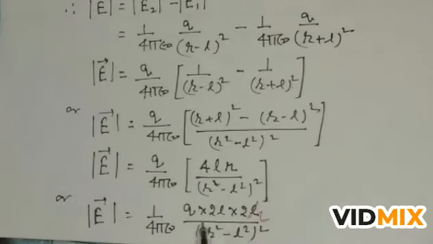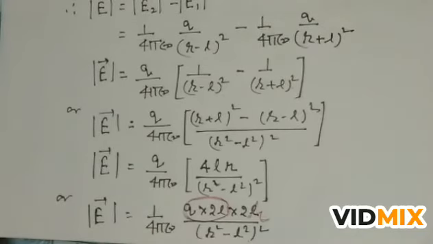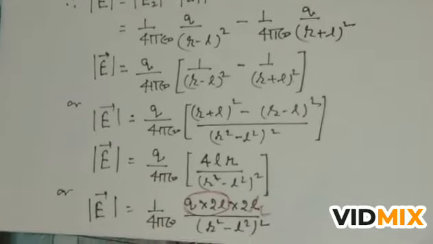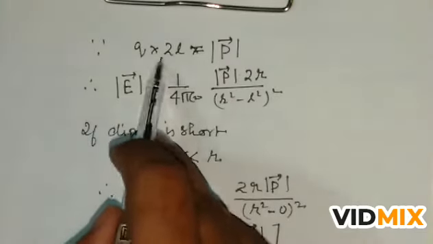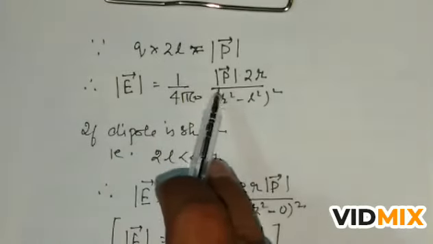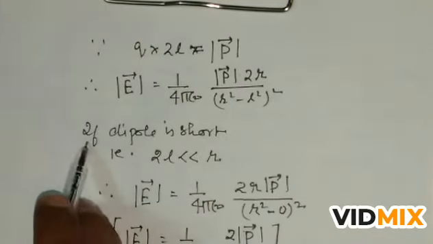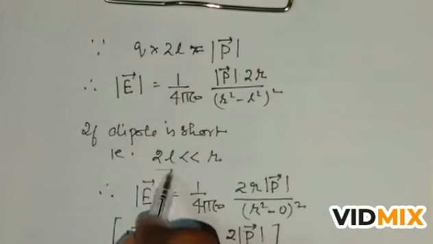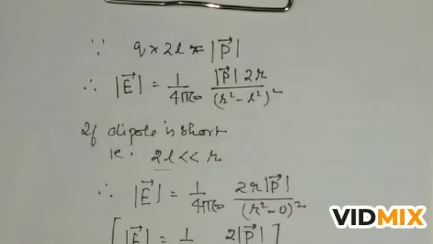Why did I take this? Because Q into 2L is the dipole moment. So we can replace it: since Q into 2L is P, in place of that we use P here. So E is equal to 1 upon 4 pi epsilon naught P into 2R upon r square minus l square whole square. And if we imagine that the dipole is short, meaning the distance 2L is very small compared to r, where we had taken the point P, then we can neglect L.